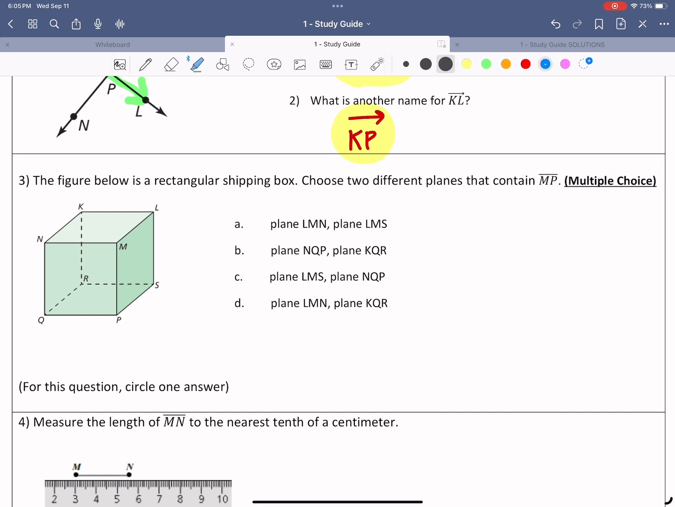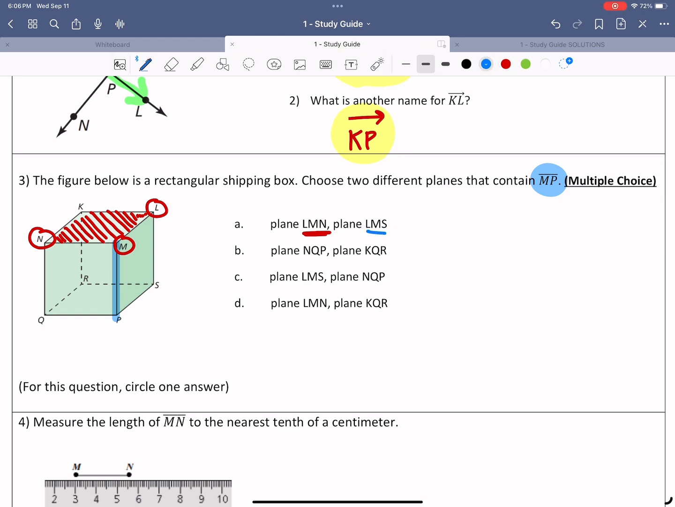Read this first question, plane LMN and plane LMS. You really have to understand what they are asking you. If they're asking you something about MP, they're asking whether the two planes contain that line segment I just highlighted. Let's see whether or not the points that we highlight do. This first one is LMN. Which plane contains LMN? I know K is not written, but technically it's included. That top plane is the only plane that contains the points LMN.